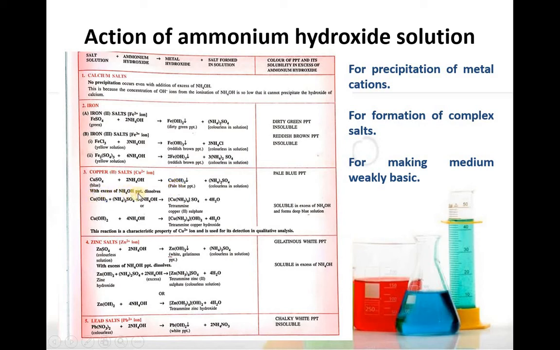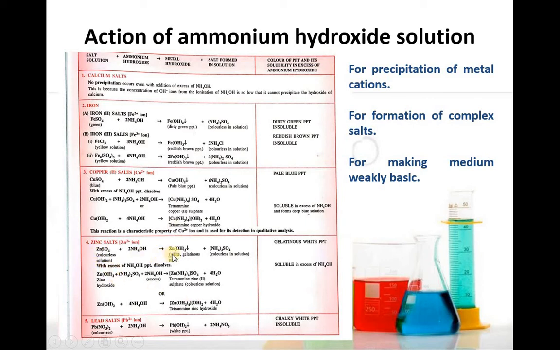With excess NH4OH, that is ammonium hydroxide, this precipitate will dissolve. See the reaction, what is happening. You are getting tetramine copper sulfate. Now copper hydroxide will react with NH4OH, so you are getting tetramine copper hydroxide. So both these salts form a deep blue solution. This reaction is the characteristic property of the copper 2+ ion and is generally used for detection in qualitative analysis. So this is the formation of complex salt.